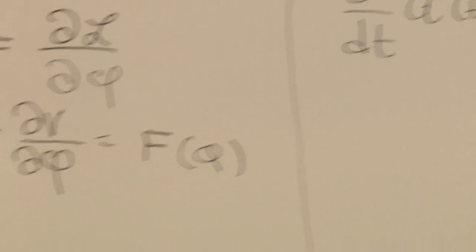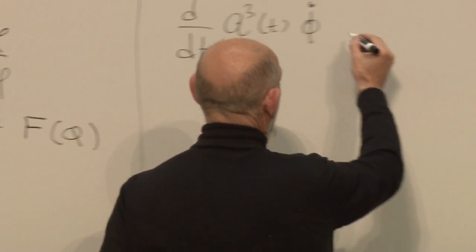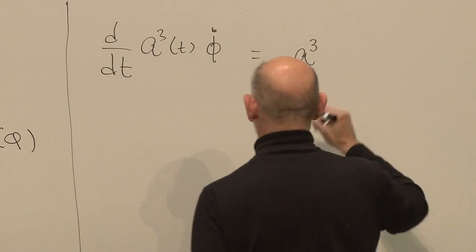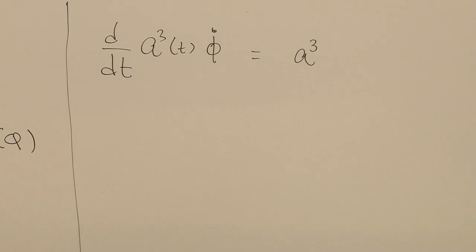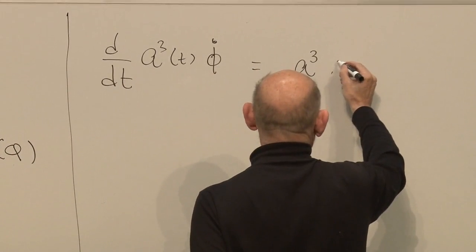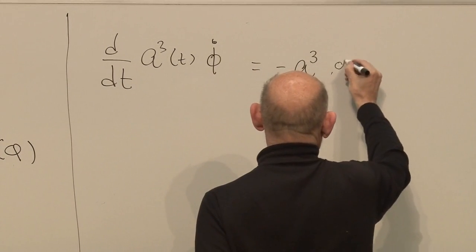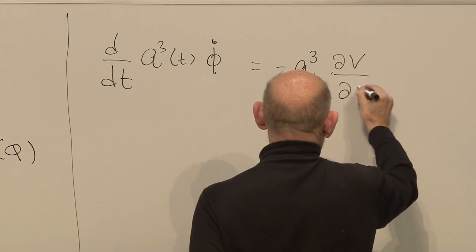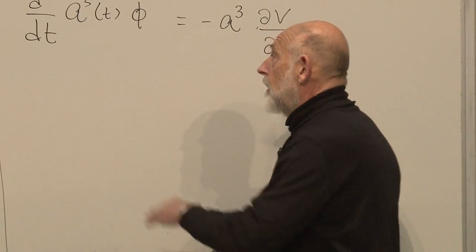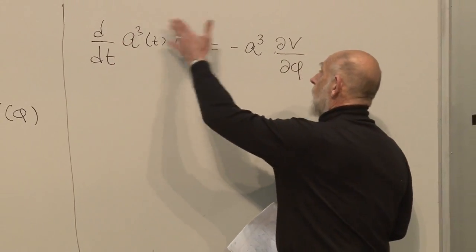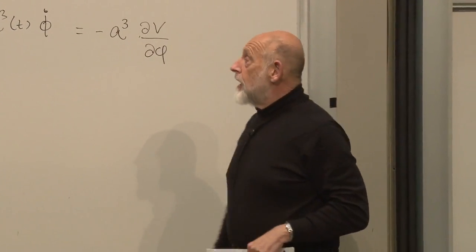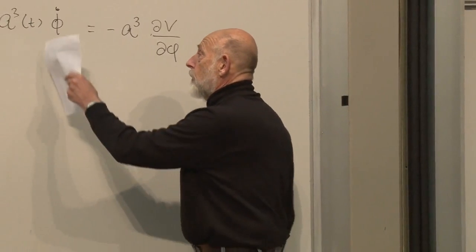The right-hand side of the equation is a cubed times, with a minus sign, dV/dφ. Same as here, except there's an a cubed in front of it. Minus. Now you can see immediately, if a were constant, we could pull it outside the derivative here and just factor it out and throw it away, cancel that out from both sides of the equation. But because it's not constant, we have to worry about it.